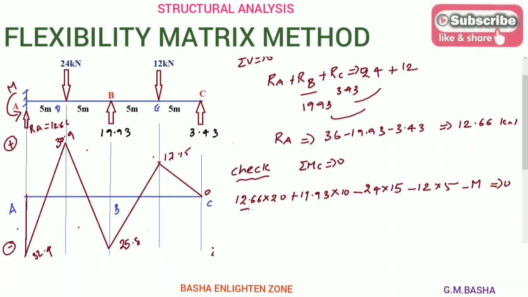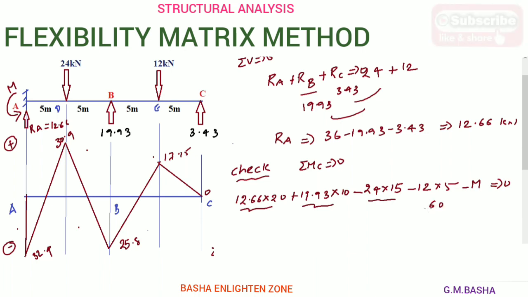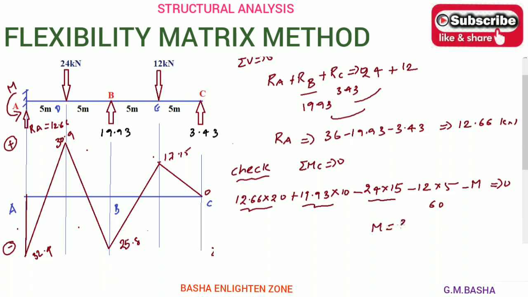Okay, so if you simplify all these values, so 24 into 15 minus 12 into 5, it will be 60. Again 24 into 15, again 19.93 into 10, again 12.66 into 20, then definitely you will get the value which is 32.4. If you want, you please simplify all these values, then directly you will get the value which is bending moment at A. So this is the procedure for finding moments and drawing the bending moment diagrams, whatever the obtained values based on the flexibility matrix method.